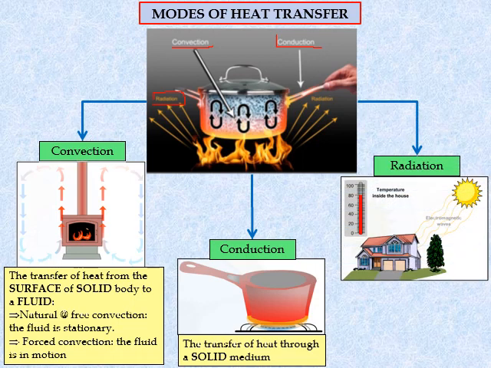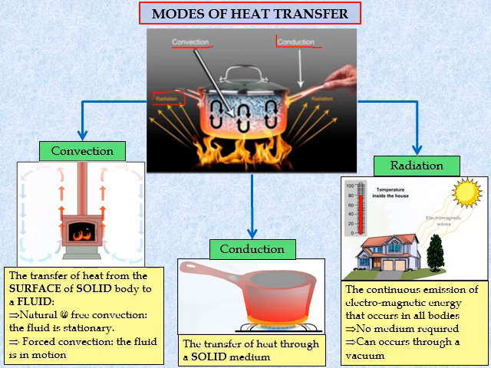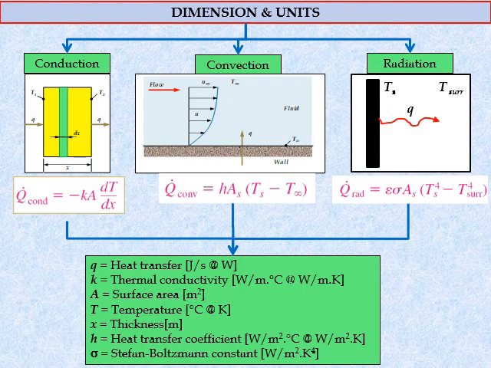And the last is the radiation. It does not have any intervening medium, and can be transferred through vacuum. So it is the continuous emission of electromagnetic energy that occurs in all bodies; no medium is required, and it can occur through a vacuum. Okay, now we look into the dimensions and units. These are the modes of heat transfer: first conduction, convection, and also radiation.